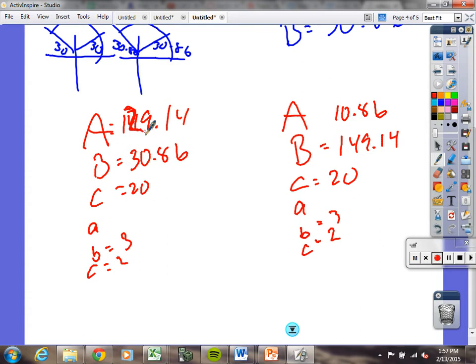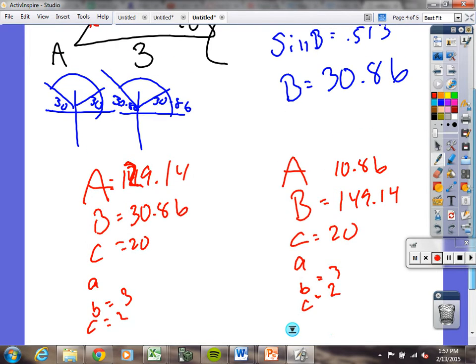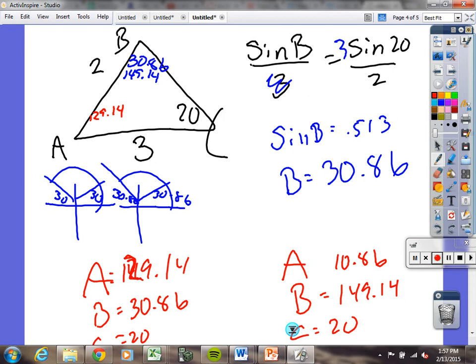How did you get the big one? That's going back to using reference angles. So I found the 30.86. Here's that. That's also a reference angle over here. So notice this is 180 cut back 30.86, which is 149.14. That's what reference angles do. Are you okay with that? That's how I got him.